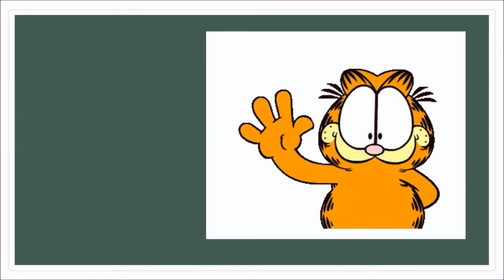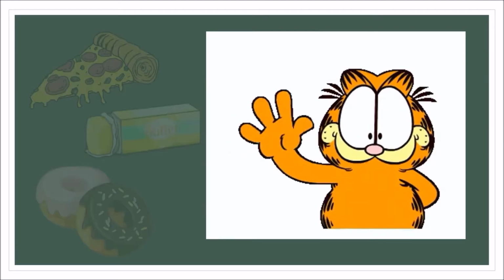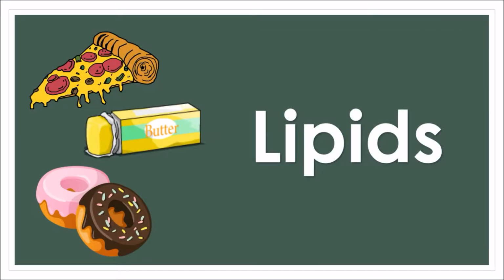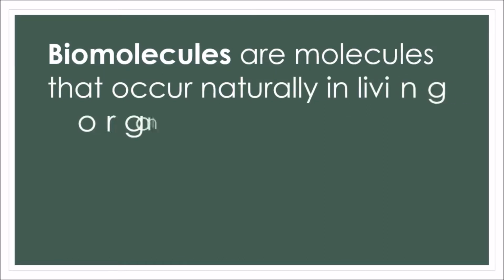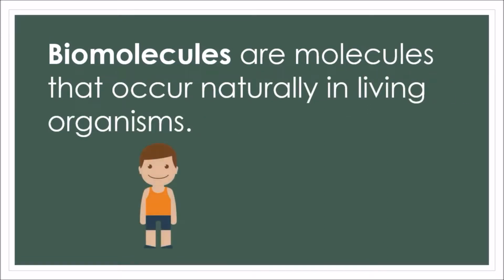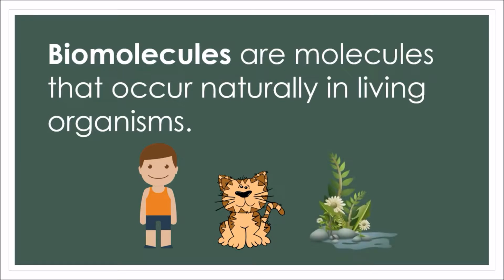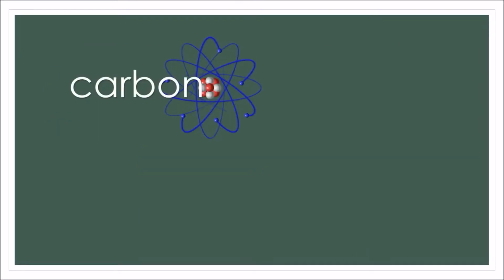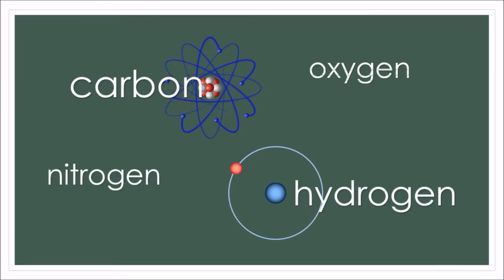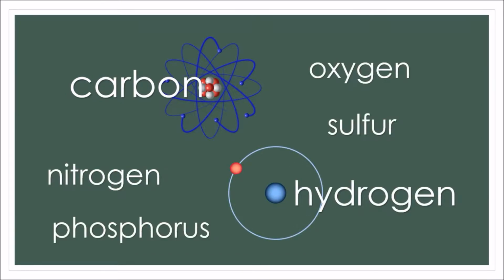Hi everyone! Today I am about to discuss one of the classes of biological building blocks or biomolecules, namely lipids. But before anything else, let me define the biomolecules first. Biomolecules are molecules that occur naturally in living organisms such as human beings, animals, and plants. These contain mainly carbon and hydrogen with nitrogen, oxygen, sulfur, and phosphorus. They are also very large molecules of many atoms that are covalently bound together.